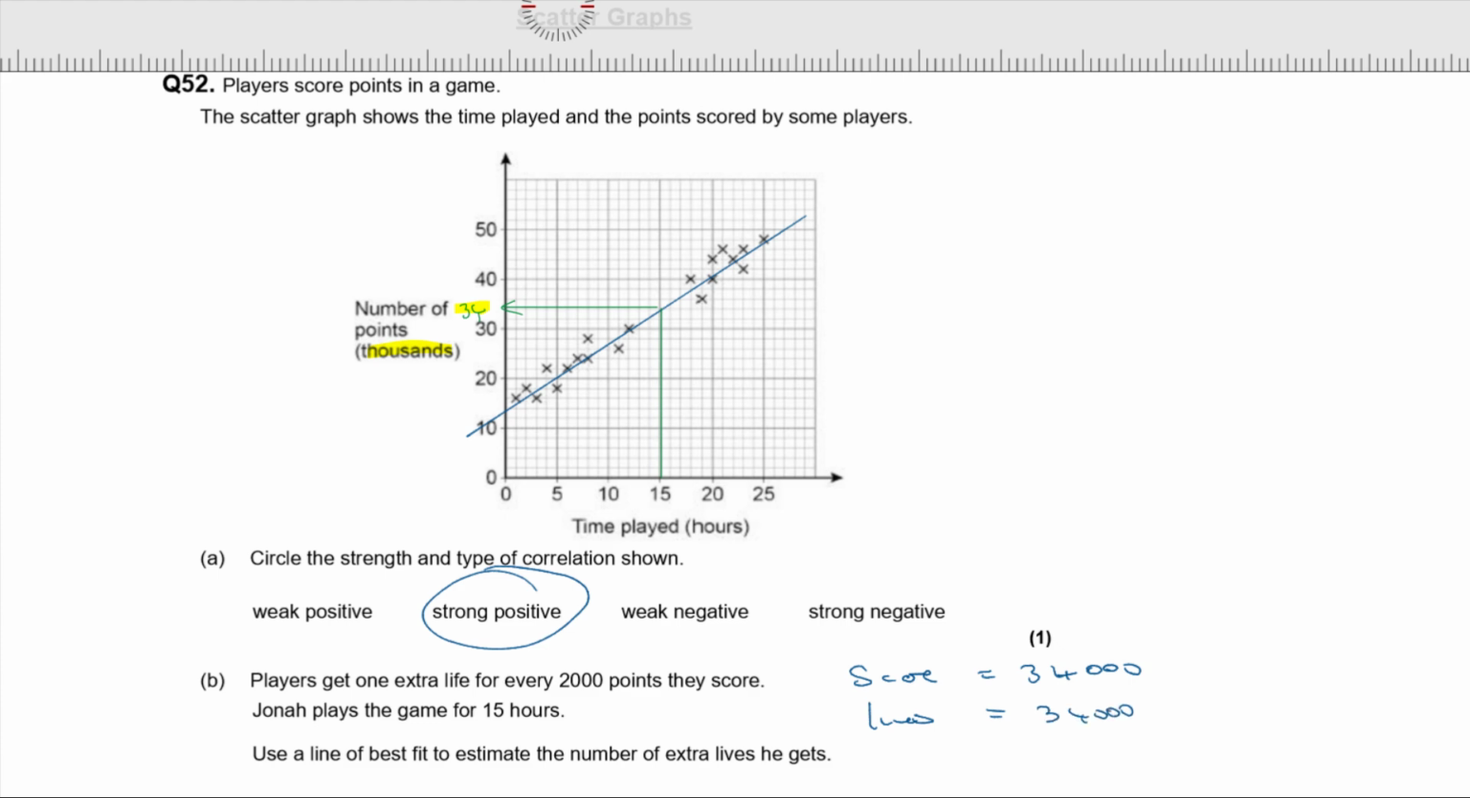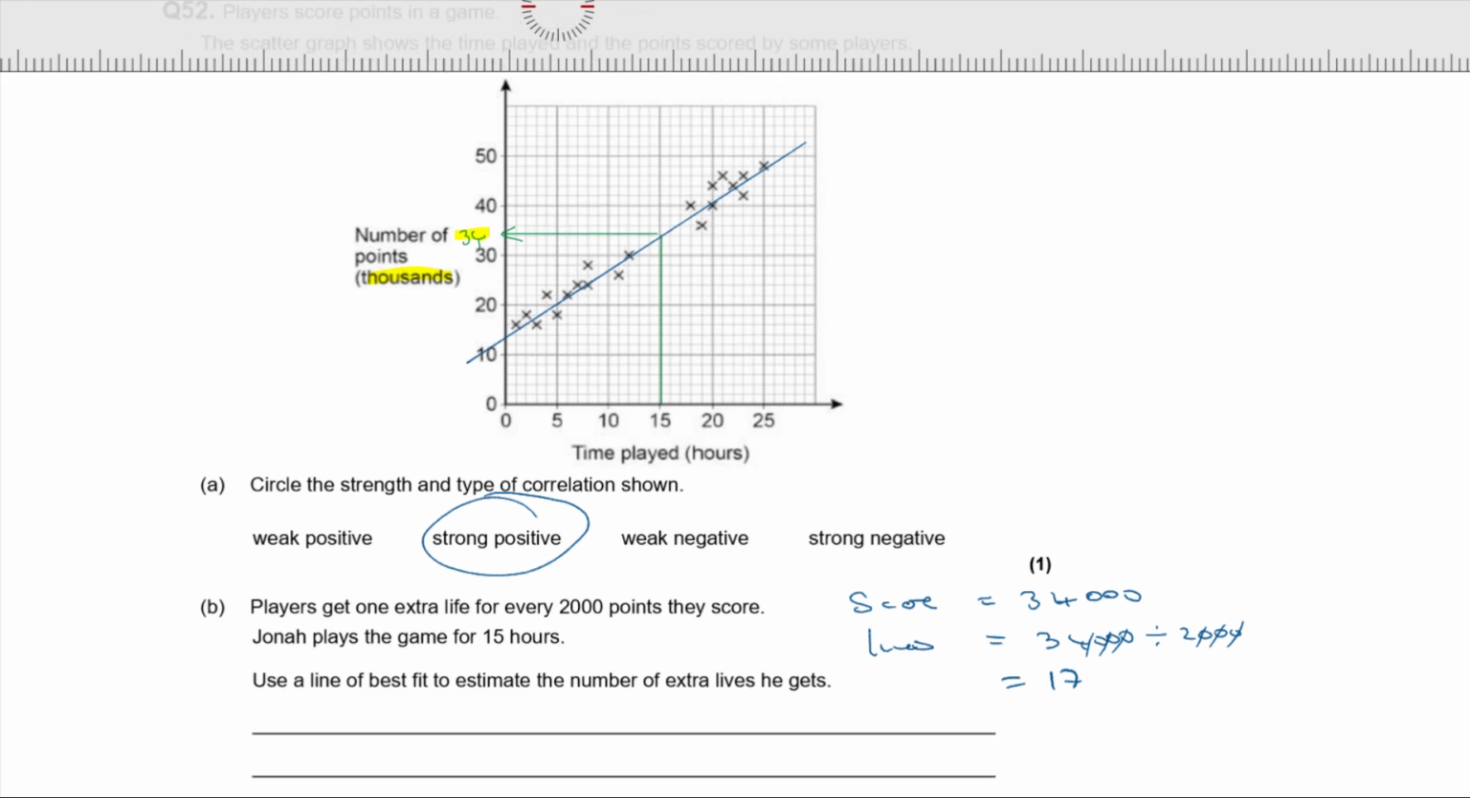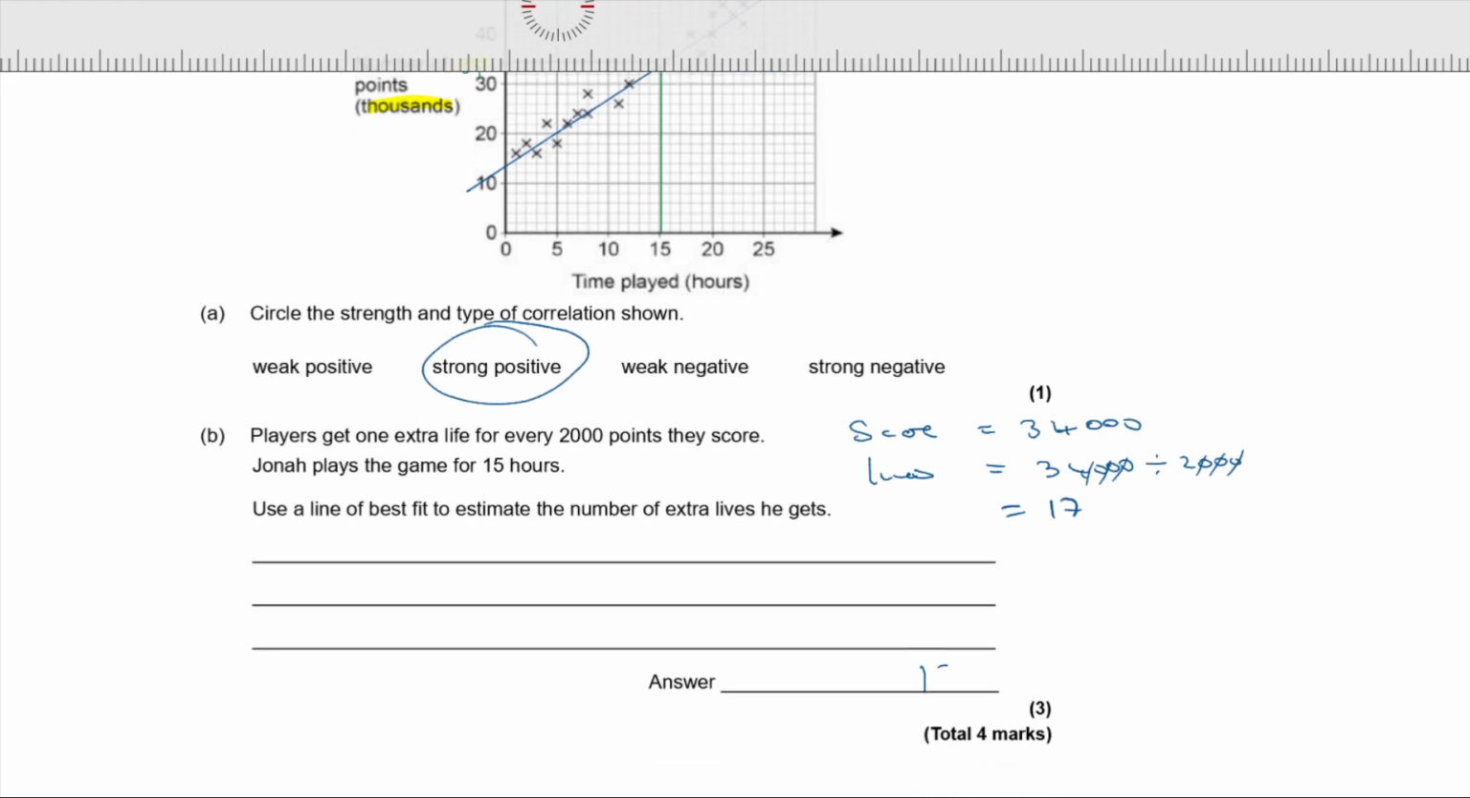Now if you're scoring an extra life every 2,000 points, if I divide that by 2,000, then 34 divided by 2, that means he's getting 17 extra lives. Use a line of best fit to estimate the number of extra lives he gets. I reckon he's getting 17 extra lives.